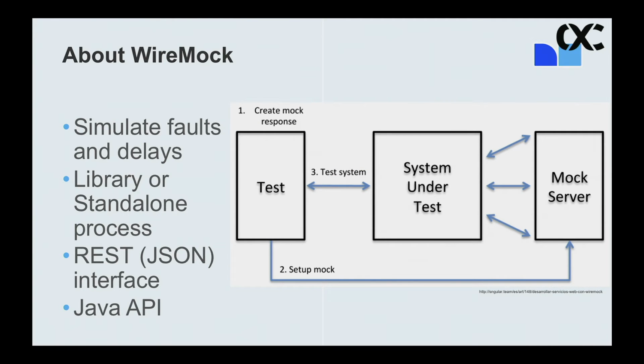I think this model describes it pretty well. You have your system in the middle here, and then you set up the mock server to the right, which is WireMock, and then you create a test, and when your test calls the system, when it gives the external calls, then WireMock will give the responses instead of the external servers.